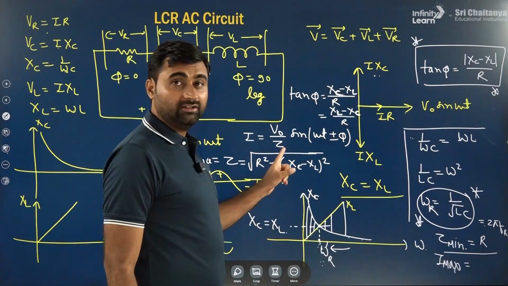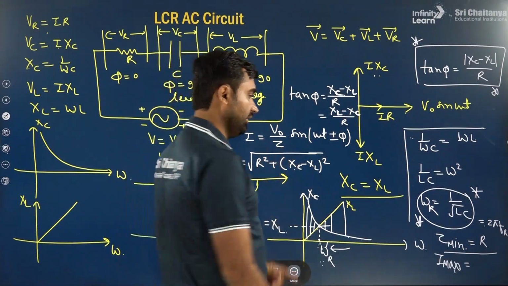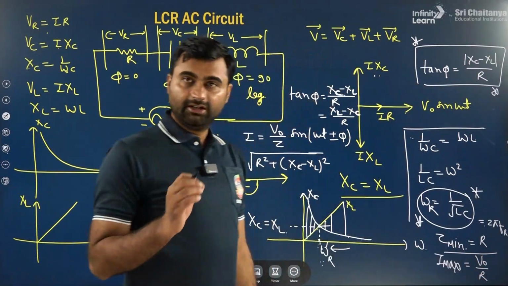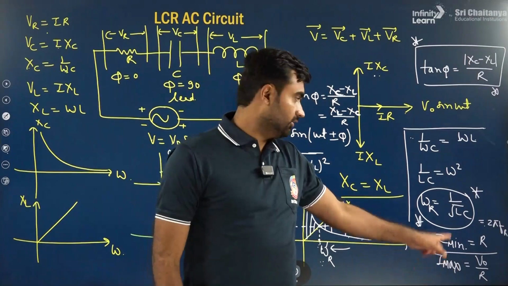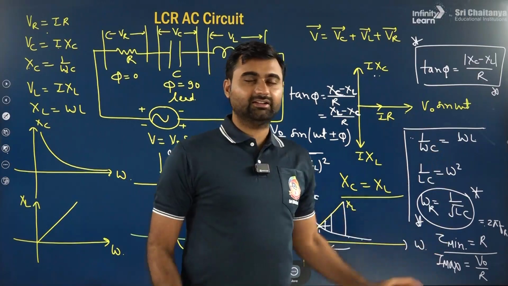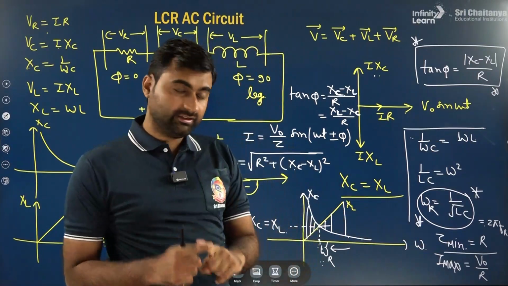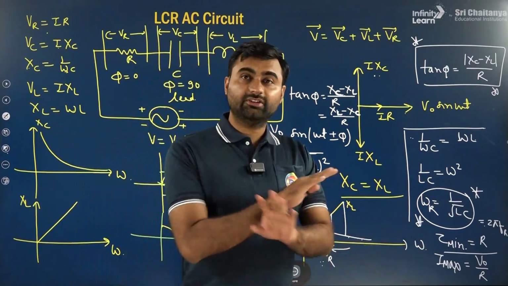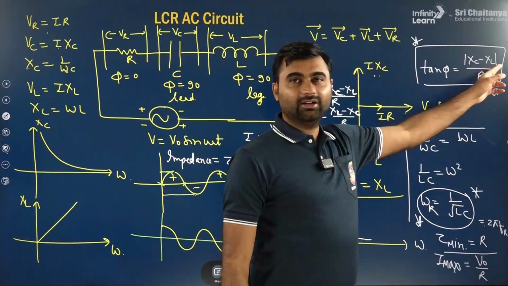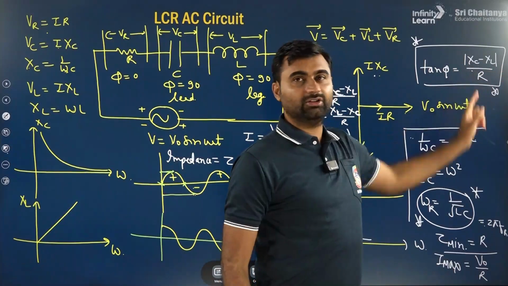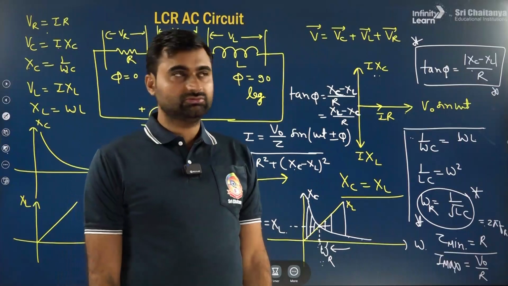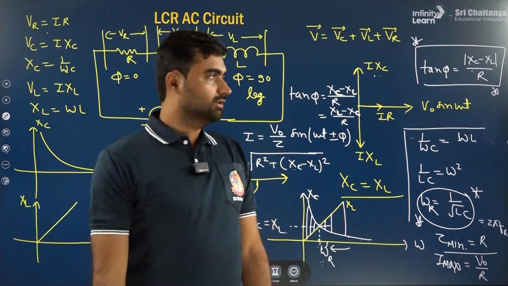V naught by Z. Z minimum is R, so it is V naught by R. This is the value of maximum current. And when current is maximum, it is only for which case? Condition of resonance. Only in that case is current maximum, and at that time, an important point: there is no phase difference between current and voltage. Why? Because Xc minus XL becomes 0, tan phi is 0, so phi equal to 0. These are the important points.